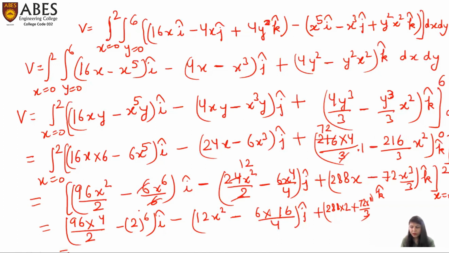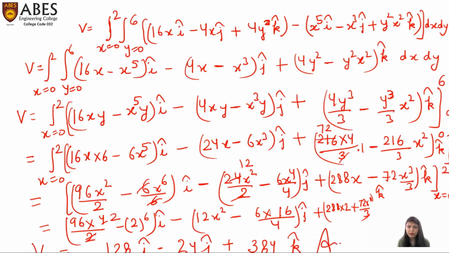So when we solve this question, we get the final answer. This is 2. So 128 i cap minus, the final answer will be 24 j cap plus 384 k cap. This is the final answer. This is the answer of the volume. Okay.